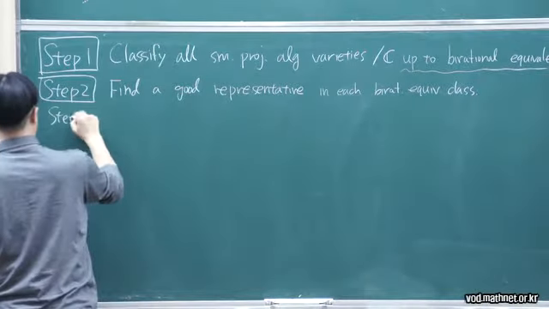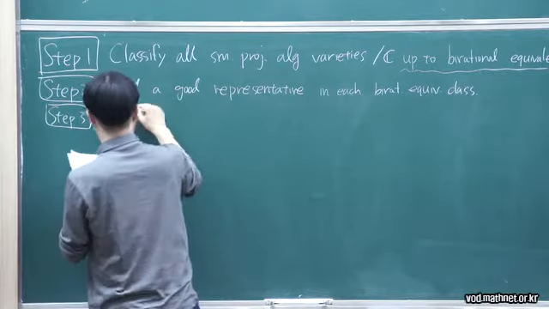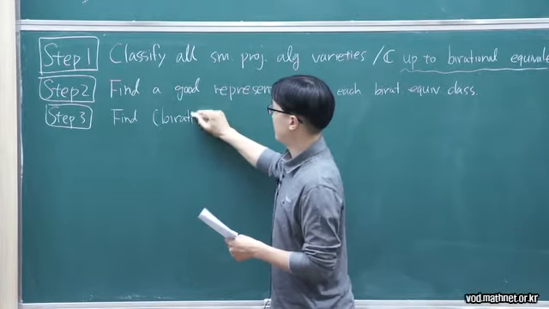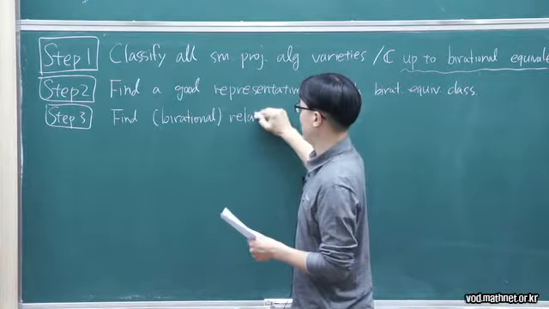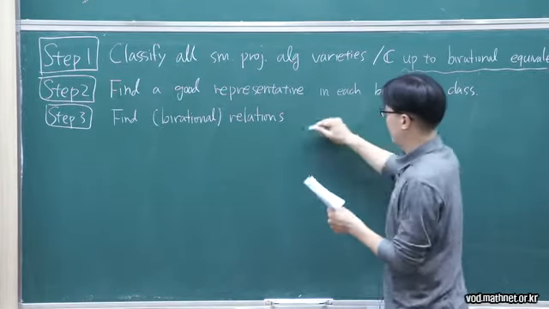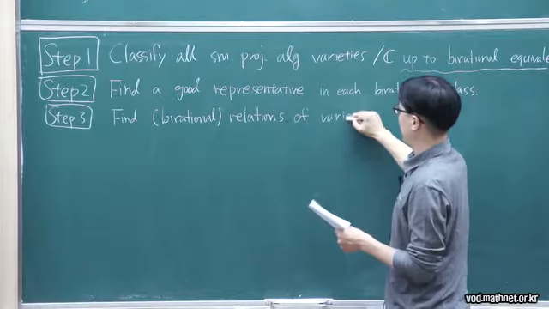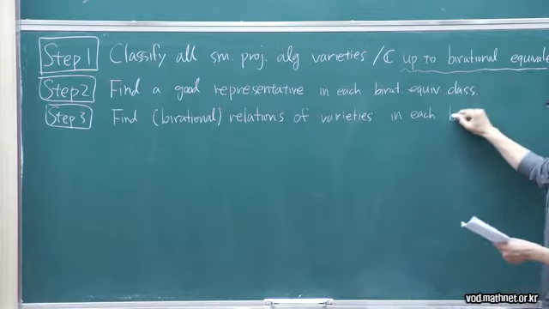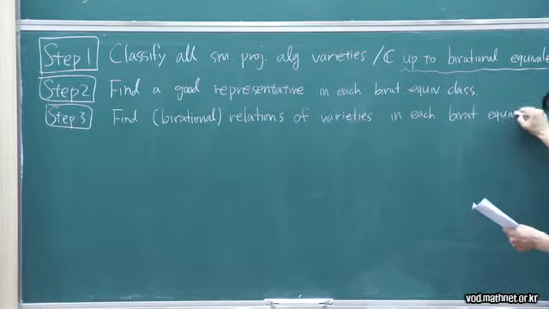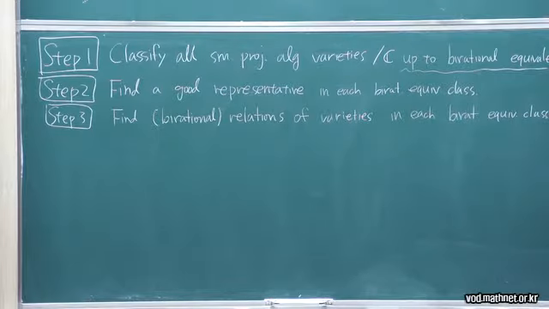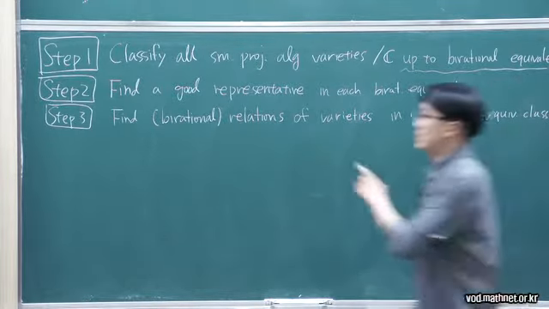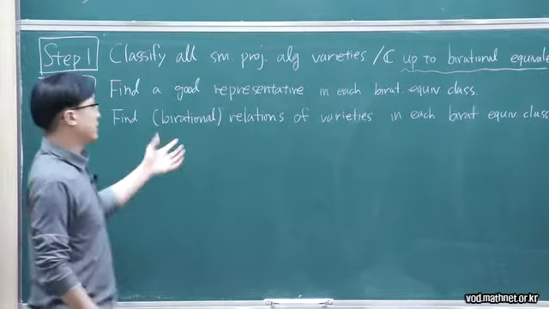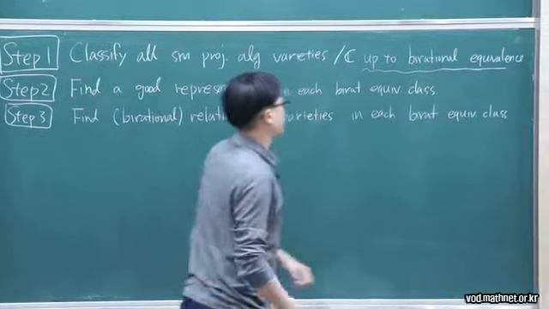And third, find some birational relations among varieties in each birational class. For this step three, I guess Takuzo Okada will concentrate on this step in his lectures, I mean for the moduli of varieties and Mori fibre spaces.